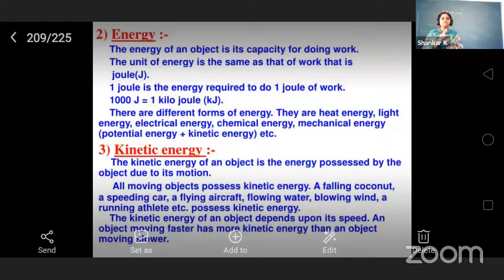So 1 joule is the energy required to do 1 joule of work. So 1000 joules is 1 kilojoule, we say that. There are different forms of energy: heat energy, light energy, electrical energy, chemical energy, mechanical energy, potential and kinetic energy. So there are many energies we see around.